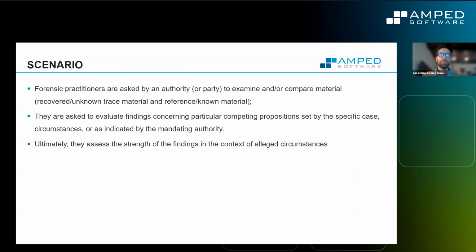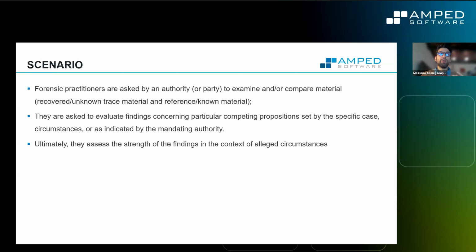We start from a very general scenario in which, as forensic practitioners, we are asked by an authority, a party, or someone to examine or compare material. Independent of the field in which you are involved, you generally have some recovered or unknown material and some reference material, and you have to decide which relation exists between these two materials. A common situation is that we are asked to decide between two competing propositions, depending on the specific circumstances. For instance, we have to decide if the unknown material and the reference material belong to the same source. So we perform our analysis, and in the end, we have to assess the strength of our finding. We have to provide an output to the judge.